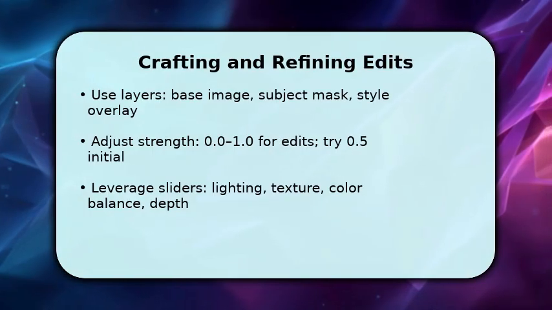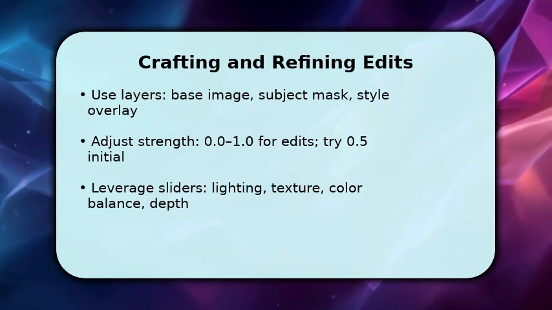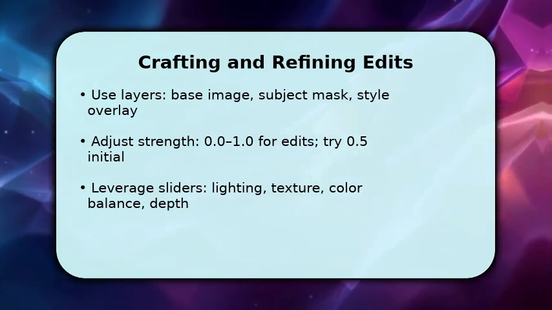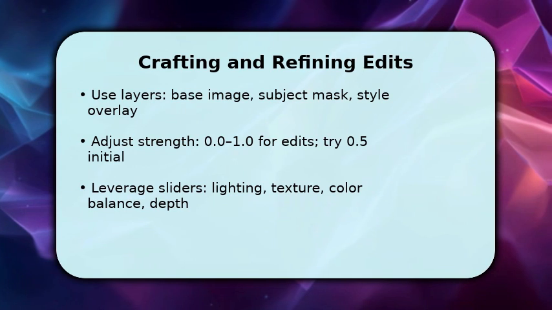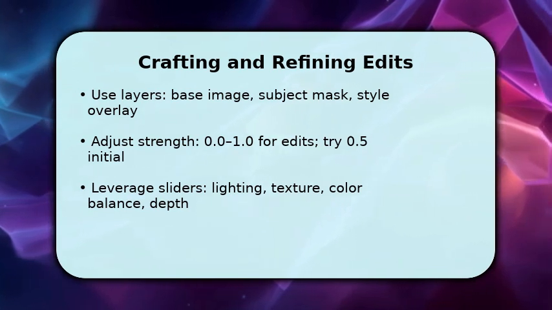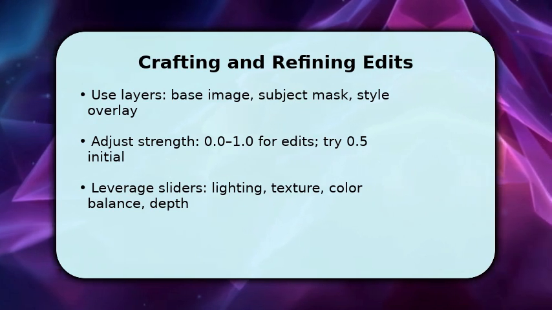Now you'll refine the edit by combining masks, layers, and parameters. Create a subject mask to protect areas you want unchanged, then add a style overlay using a reference image. Once done, set the edit strength between 0.0 and 1.0. Start with 0.5 to balance original and new content.